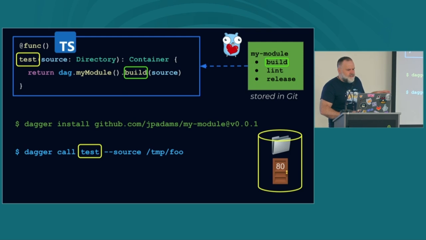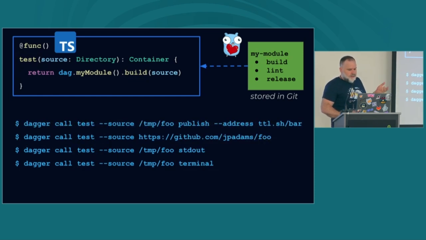So here's the use case of, I want to use a module somebody else wrote. Here I'm pulling in this module called my module, and I ran dagger install of my module, from my GitHub account, at a certain version. And then that gives me access to all the functions that are in there. This one happened to have a build and a lint and a release function, and I wanted to use them. So I installed it, and then I was able to do dagger call of my test function. And inside of it, you see it's using build that came from that other module. So I'm able to get new capabilities just by installing modules. This one returns a container.